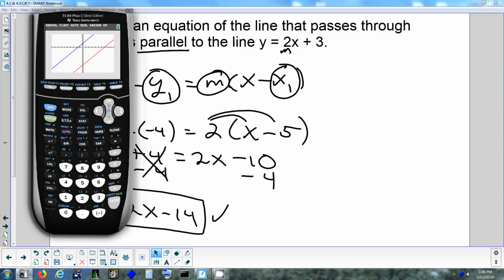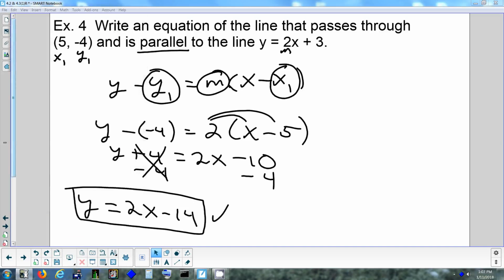Do those lines look parallel? Yes. You're not going to have to graph it on a calculator to double check, but I'm just showing you by checking our answer. They are parallel. They don't cross. Okay. So questions? Any questions on how we did that?